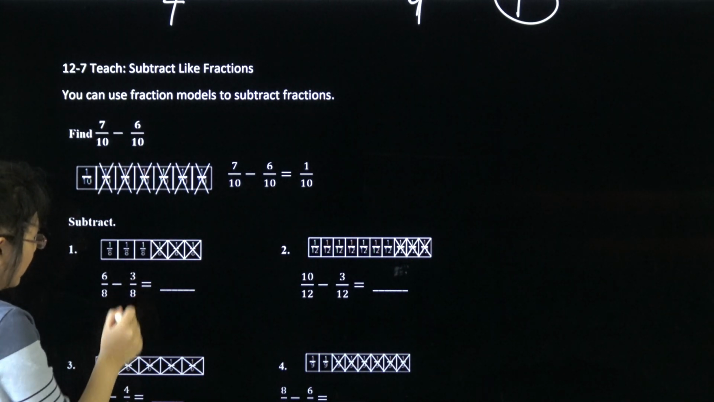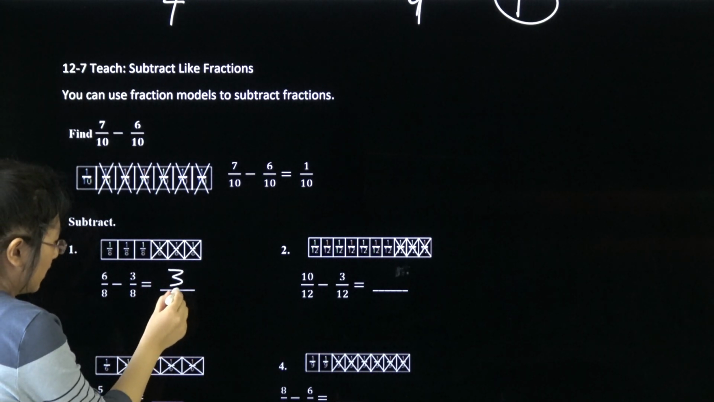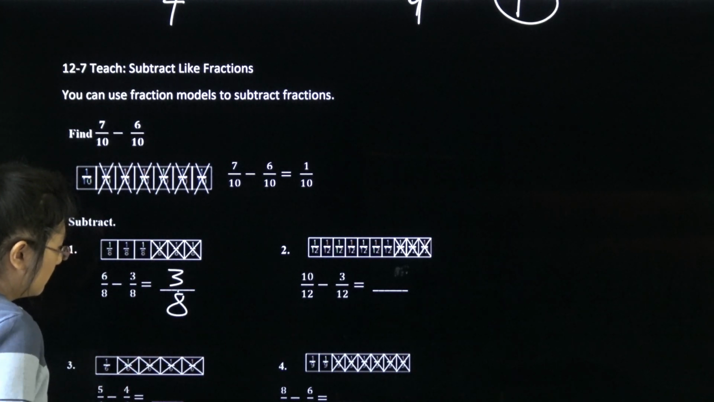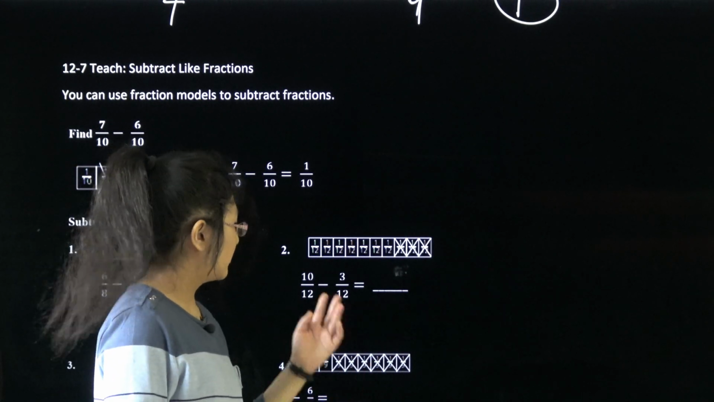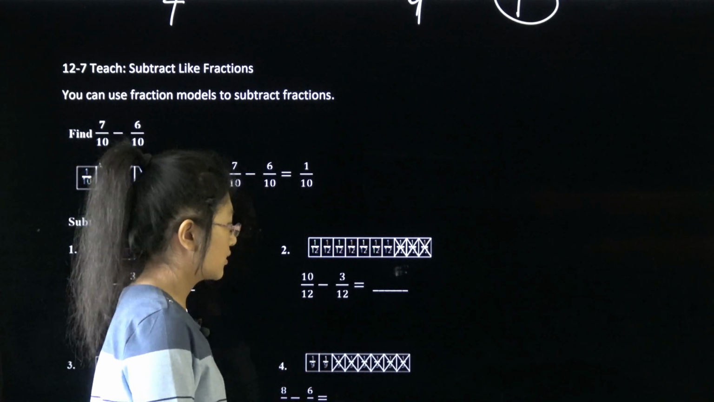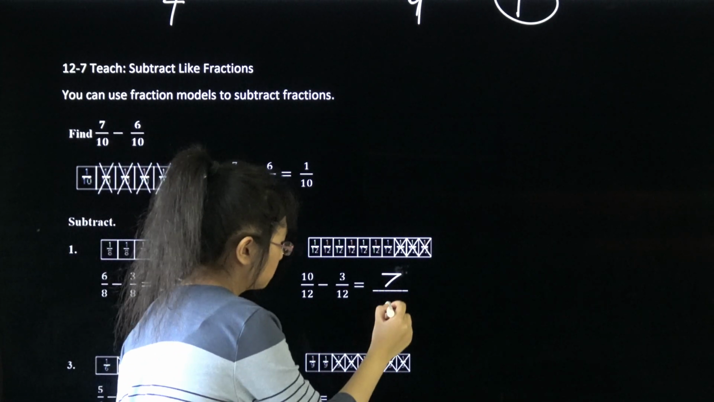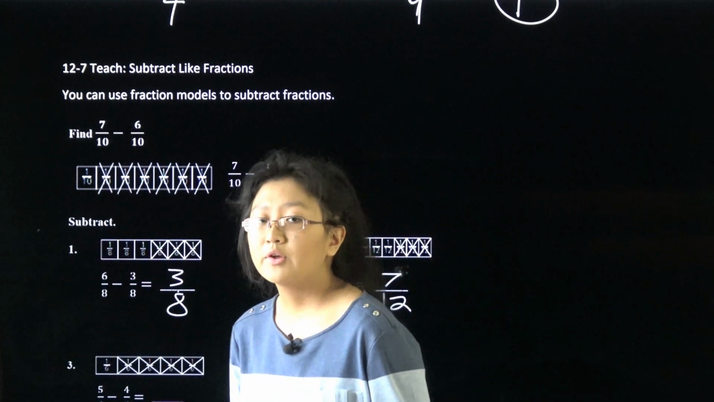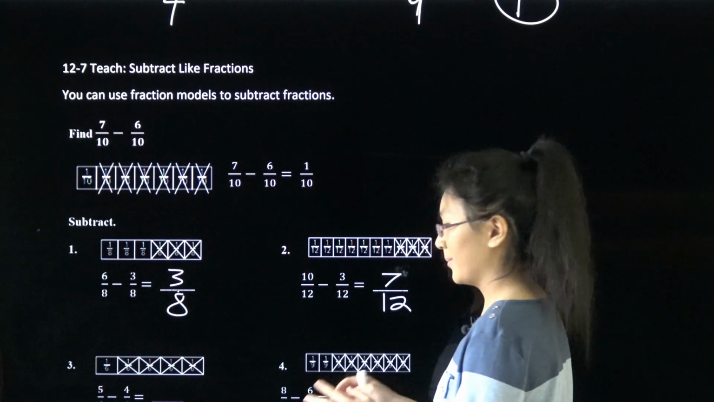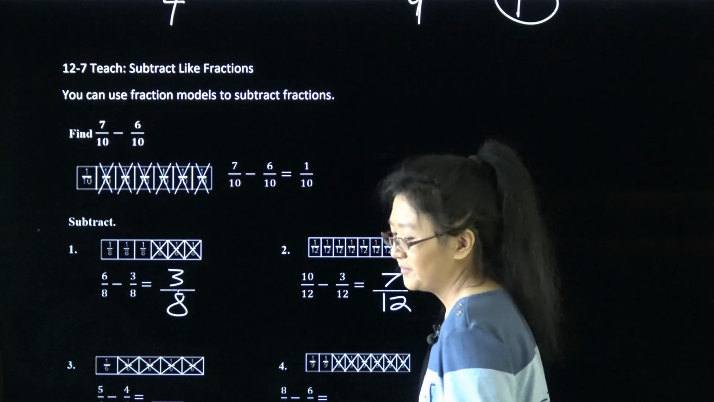6/8 minus 3/8 is just 6 minus 3, and then 3, and then 8. And 10/12 minus 3/12 is just equal to 10 minus 3, which is 7, and then over 12. Like fractions are very easy to do. You get into unlike fractions and they become, depends on the fraction, sometimes they become kind of painful.